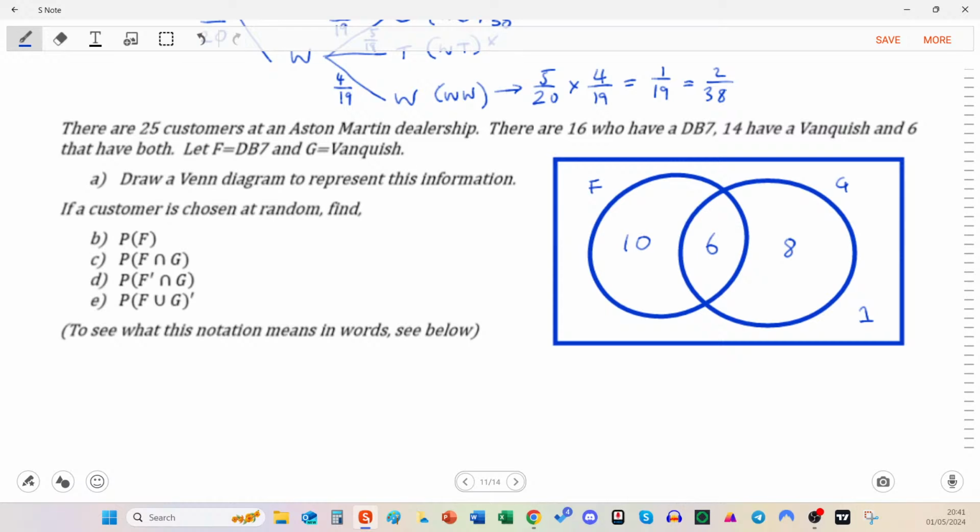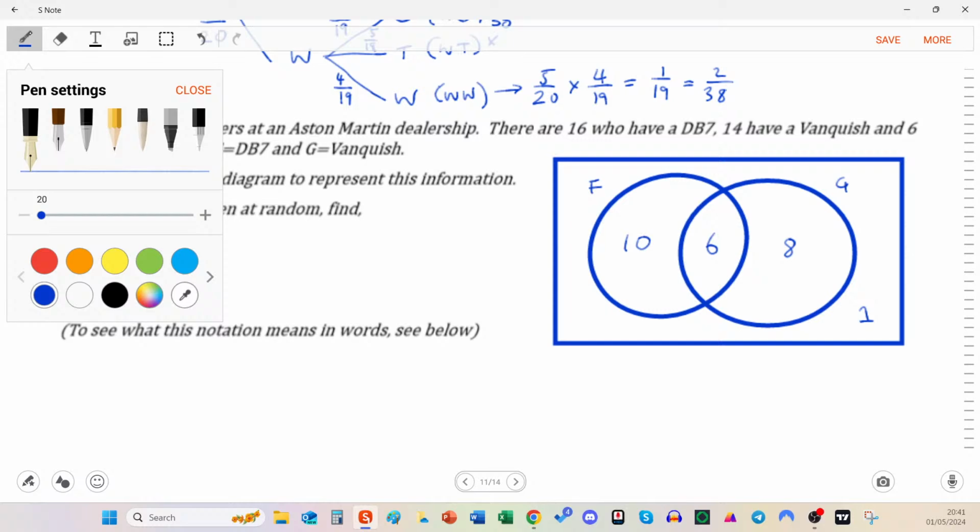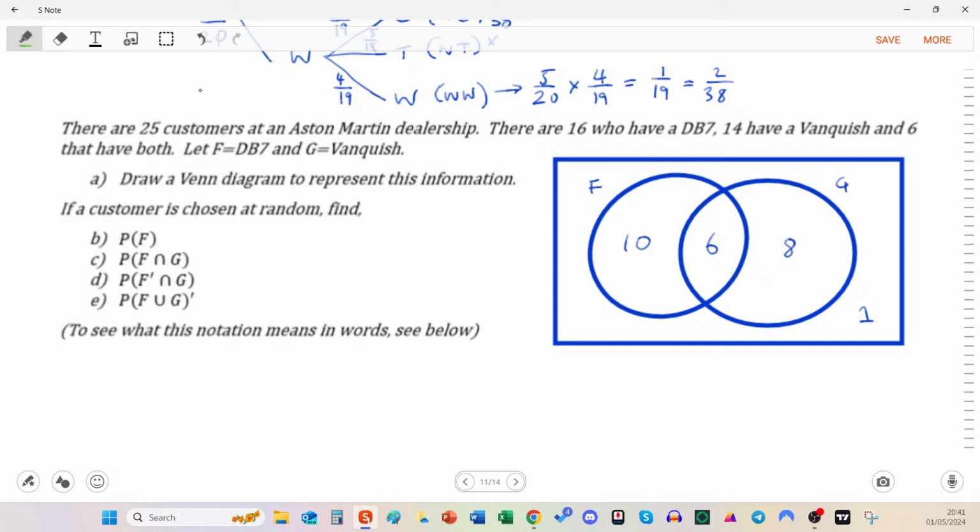Then the probability of F. Well, this is a frequency Venn diagram, right? So we need to know that total. We'll keep it in mind, 25. For the probability of F, we just need to find the total in F, and that makes up our question. So this is the circle of F. You can see that adds up to 16. And so this is going to be 16 out of 25. The probability of F and G. So this N means intersection.